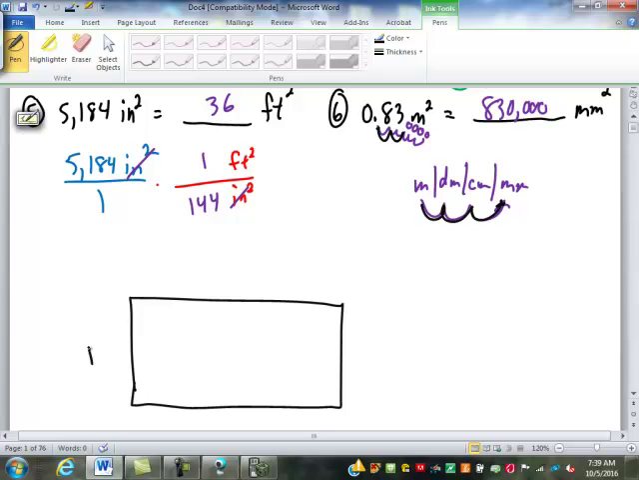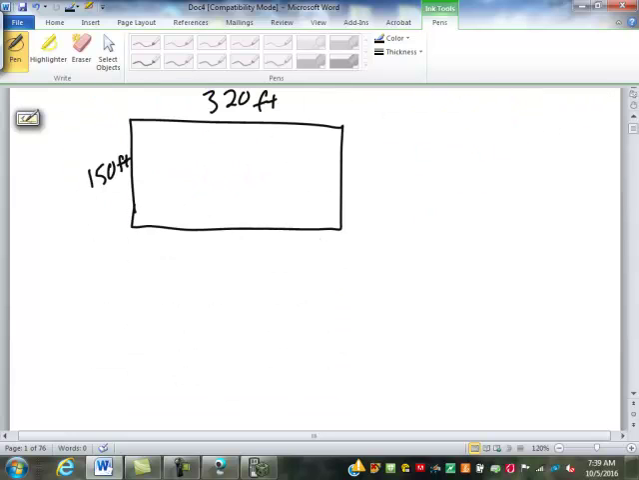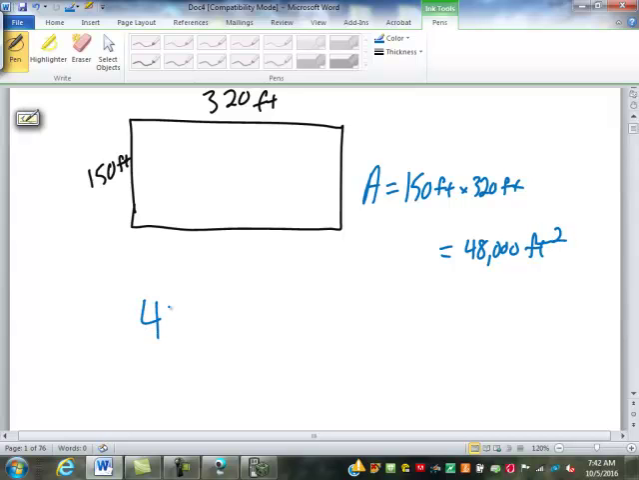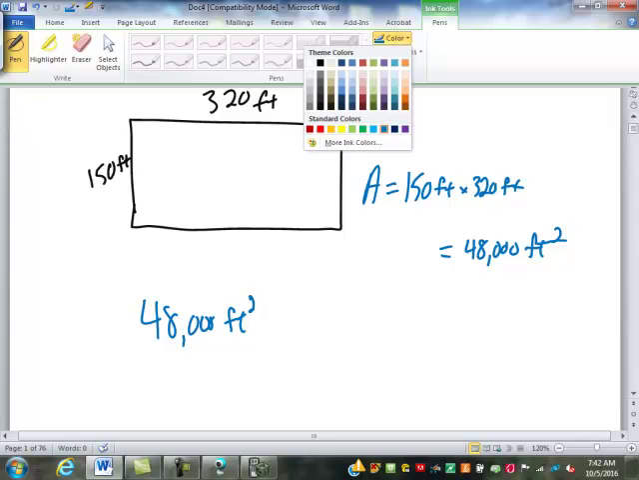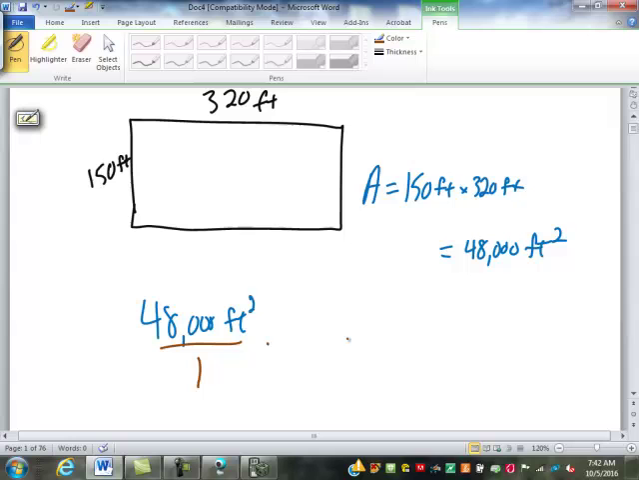So let's say that we have a piece of land here that is 150 feet by 320 feet. In your notes, figure out how many acres that is for me quick. What'd you come up with here? 1.1. Okay, let's check it out. Area is going to be 150 feet times 320 feet, which gives us how much? 48,000 square feet.